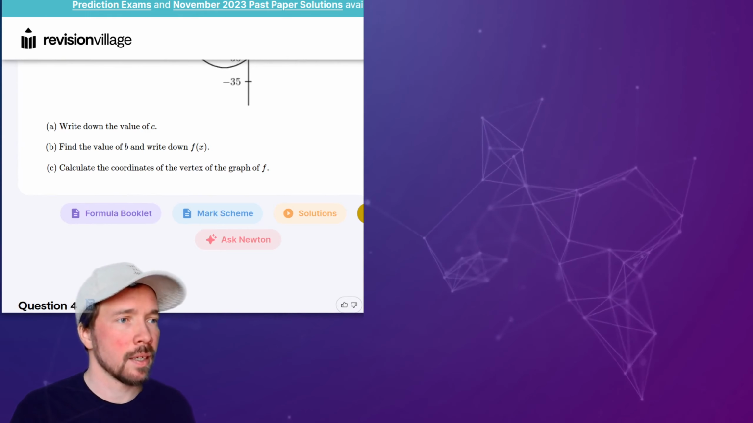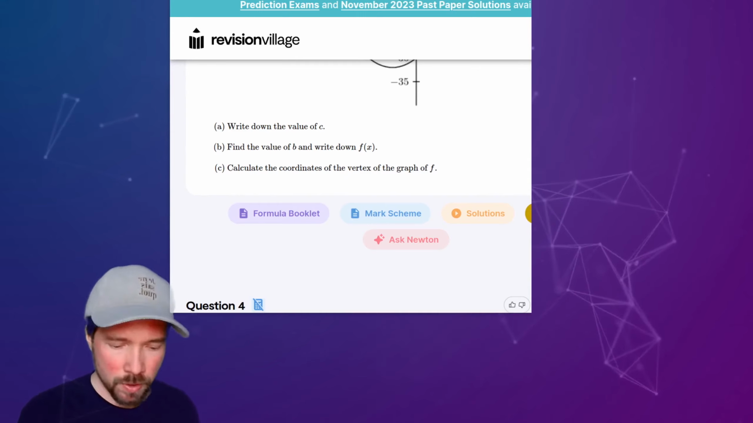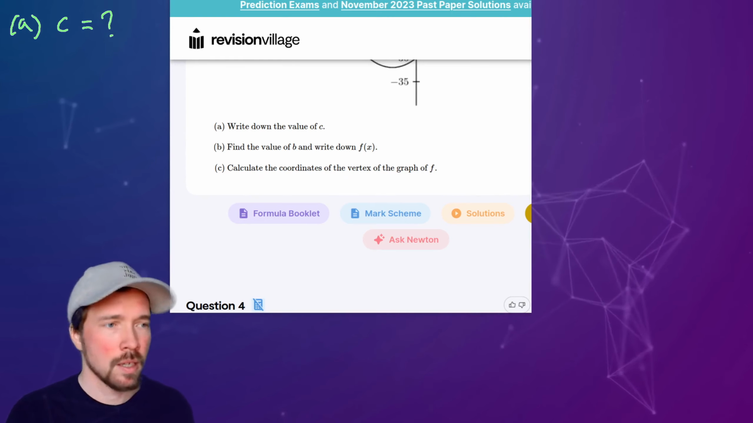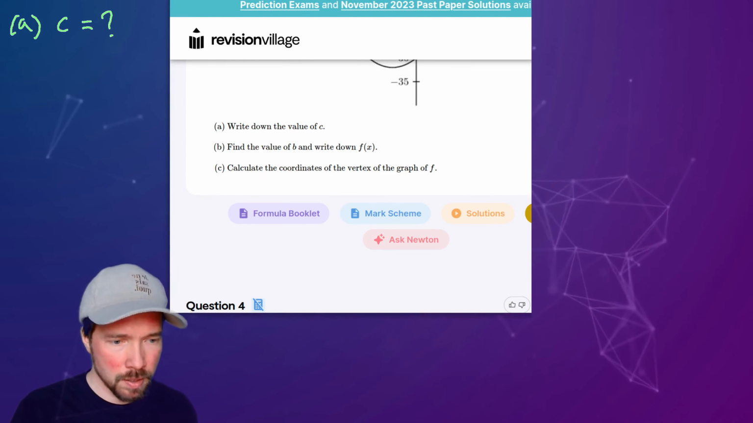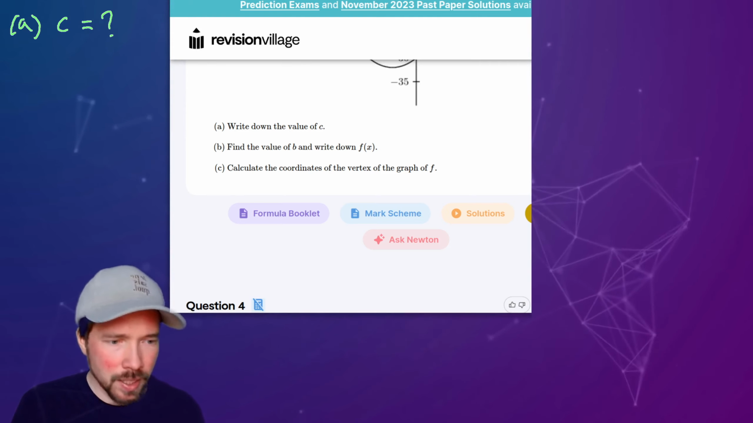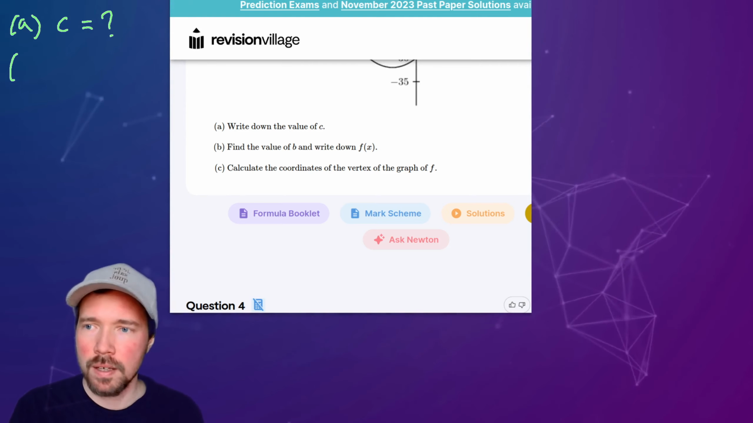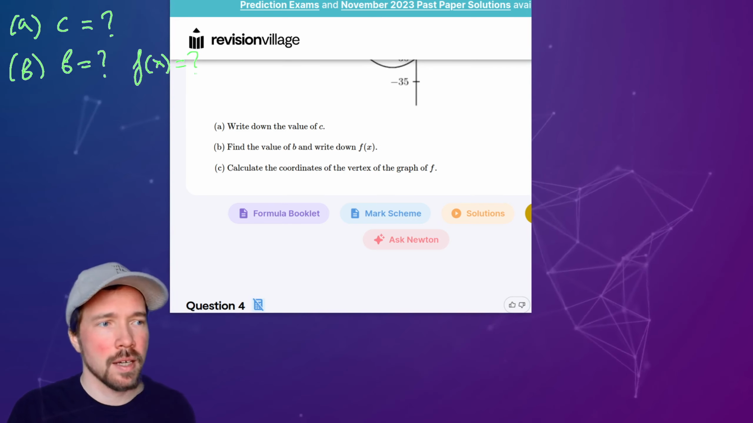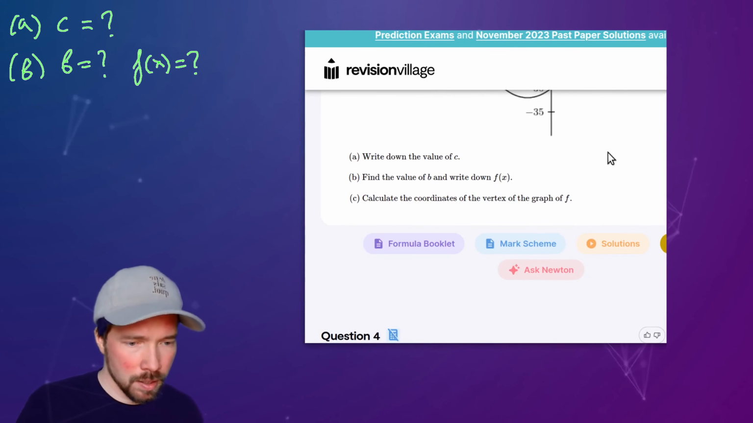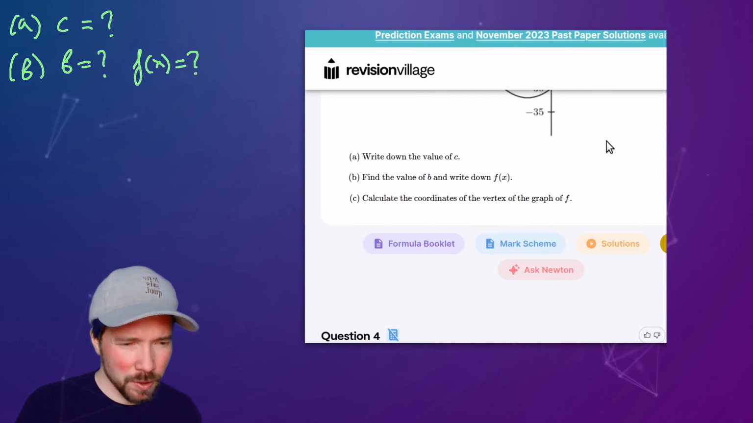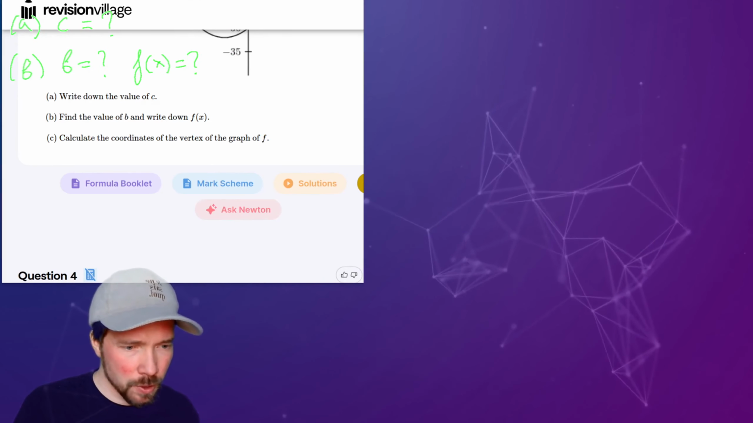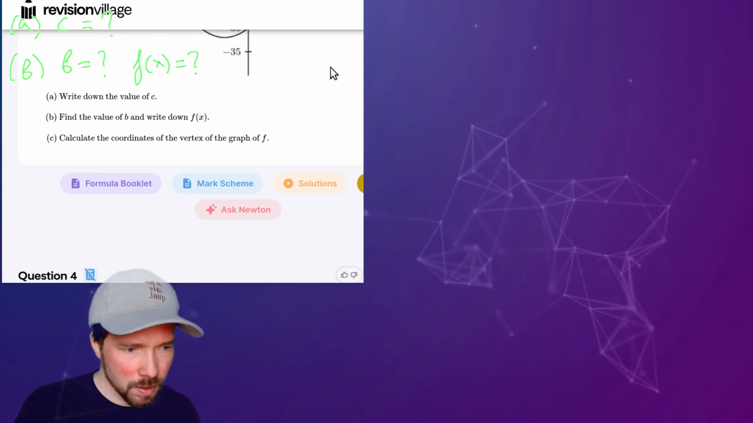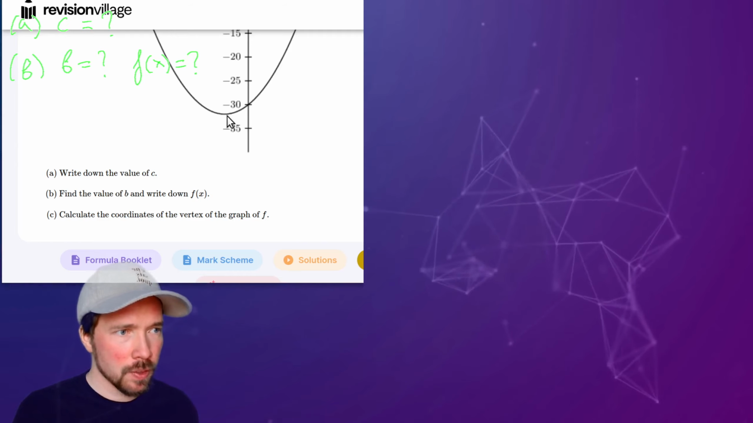So I'm going to be replicating the kind of questions first here. C is the constant, so a will be c. Then b is: find the value of b, okay? And write down f of x. Then the last one: calculate the coordinates of the vertex of the graph. And the vertex is the lowest point over here.